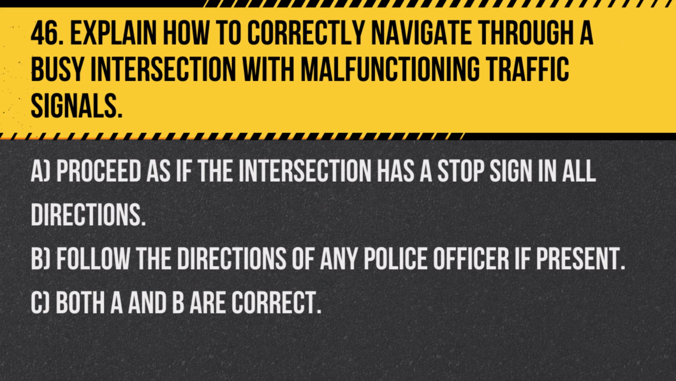Question 46. Explain how to correctly navigate through a busy intersection with malfunctioning traffic signals. A. Proceed as if the intersection has a stop sign in all directions. B. Follow the directions of any police officer if present. C. Both A and B are correct.